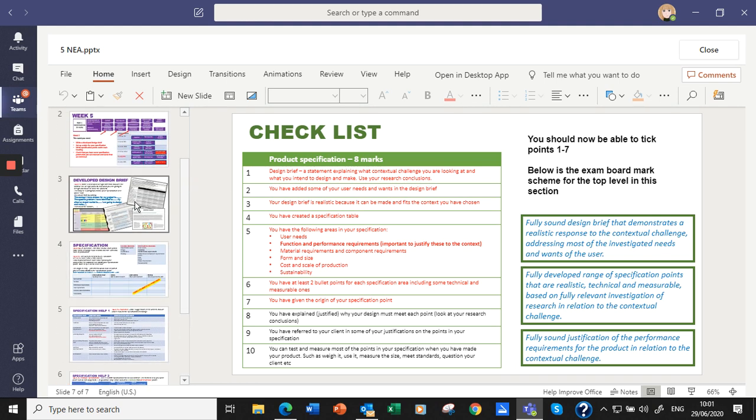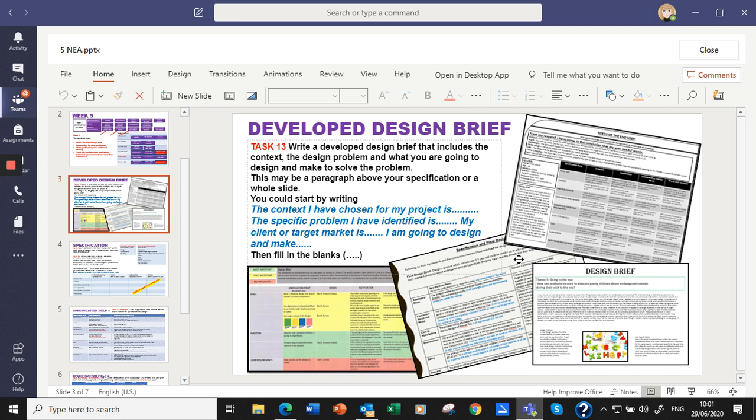If you go back to this slide, slide 3, you'll see some examples that some students have done in the past. So there's the design brief at the top, and here's their specification. Your specification may go on to 2 pages. Okay, hope that helps.